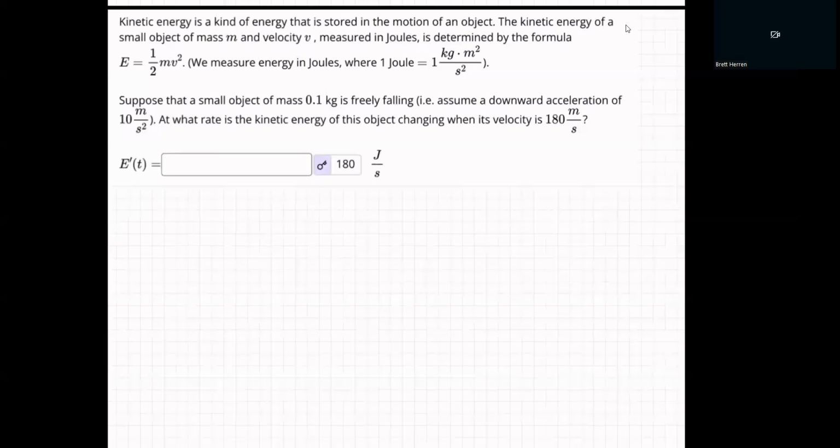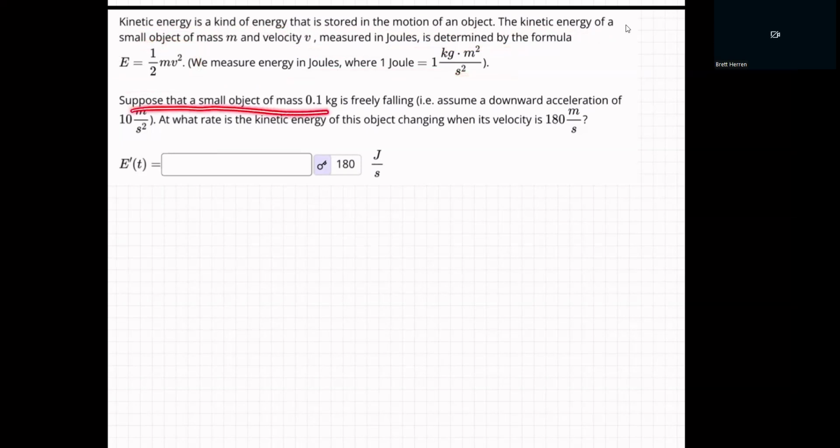Okay, this example looks interesting. It says kinetic energy is a kind of energy that is stored in the motion of an object. The kinetic energy of a small object of mass m and velocity v, measured in joules, is determined by the formula, and they give us this formula. We don't really need all that.